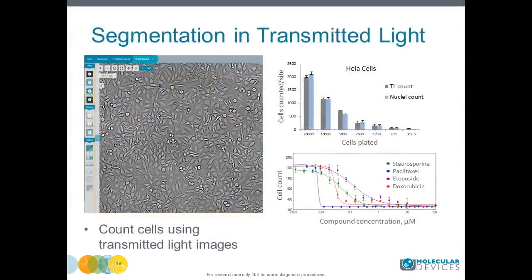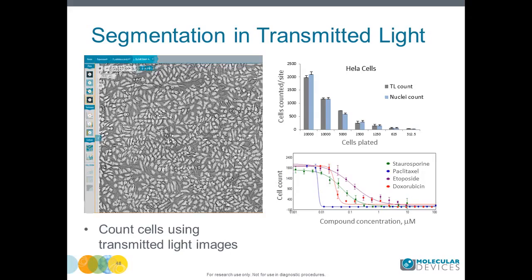Finally, I would like to describe several other assays that can be used for a variety of applications. One is cell count and characterization in transmitted light. The analysis can segment and accurately count cells in transmitted light, which would allow you to monitor cell proliferation, toxicity, or migration label-free without using any dyes.